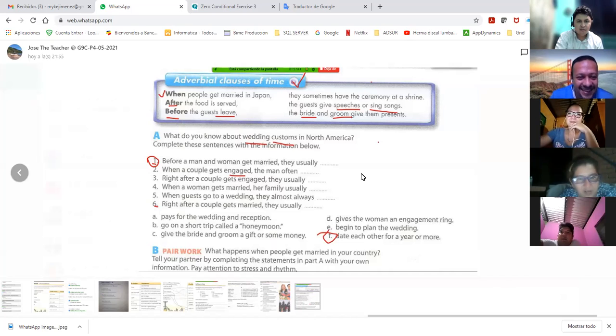Right after the two, when a couple gets engaged, the man often pays for the wedding and reception. Usually. Number three. ¿Quién las está apuntando? Sí, ahorita. Solo numeral y literal. Ah, ya. Vale. Entonces dijimos que con el A. Three. Right after a couple gets engaged, they usually.